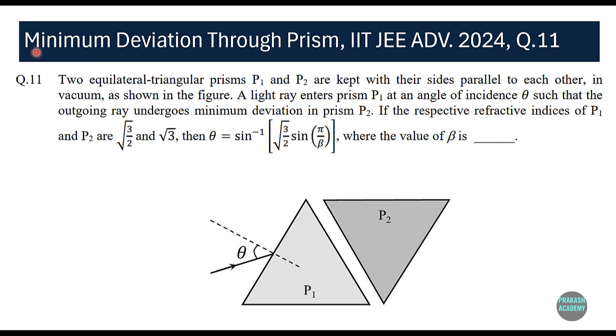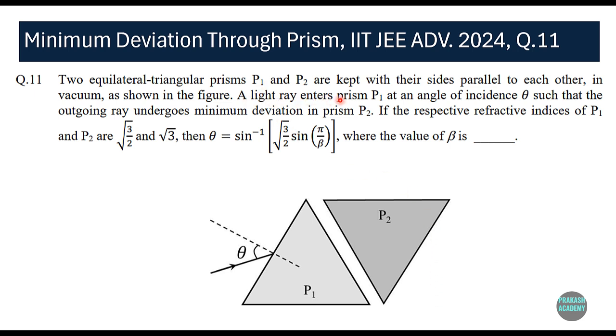This problem is related to the concept of minimum deviation through a prism. The problem says two equilateral triangular prisms P1 and P2 are kept with their sides parallel to each other in vacuum as shown in the figure. So, this is one prism and this is another prism. This is P1 and this is P2. This side and this side are parallel, and this system is kept in vacuum, that is, refractive index of 1.